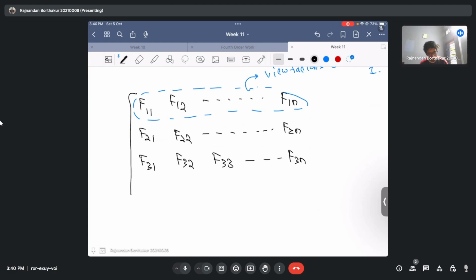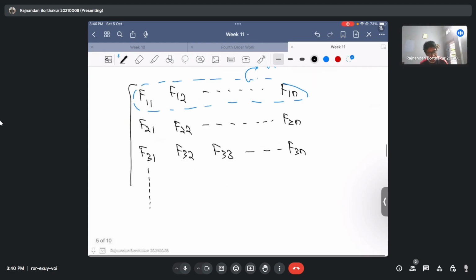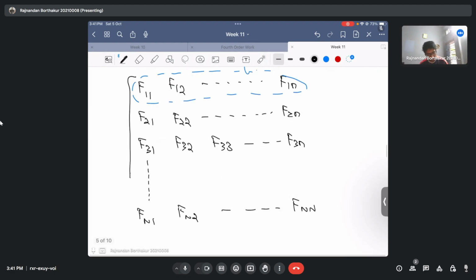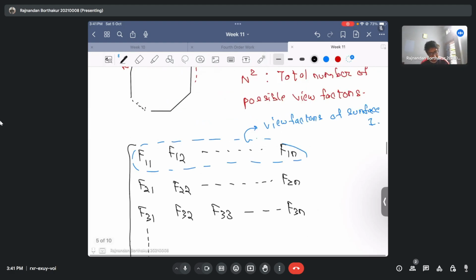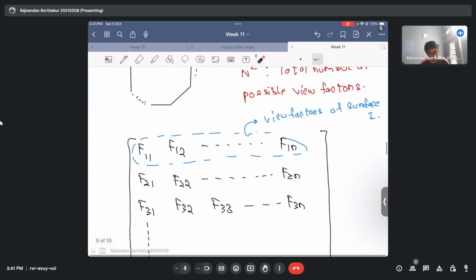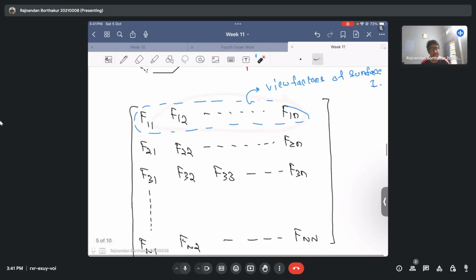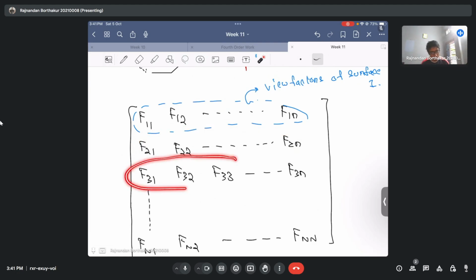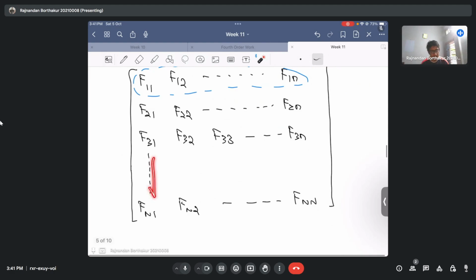And if you draw the same analogy for the nth surface, you can just write fn1, fn2, extending up to fnn. Since I said the first row holds the view factors associated with surface 1, drawing the same analogy, this next row holds the view factors associated with surface 2, then surface 3, and so on. The last row holds the view factors associated with my nth surface.